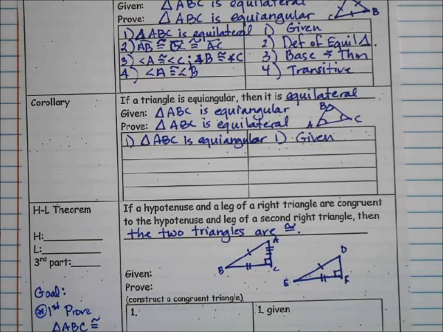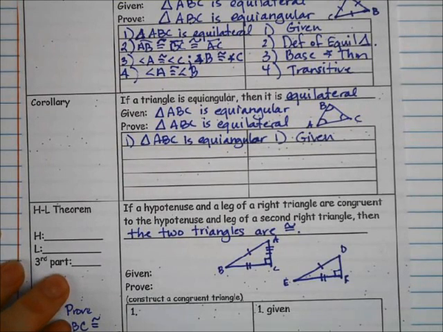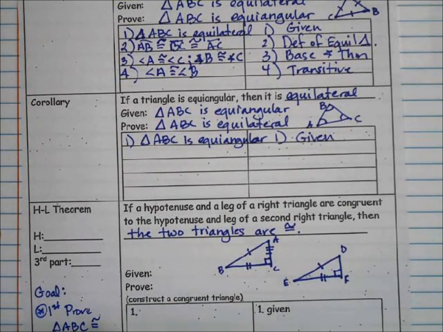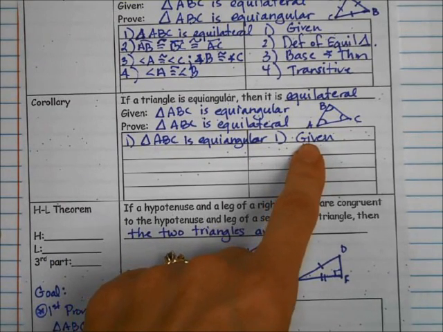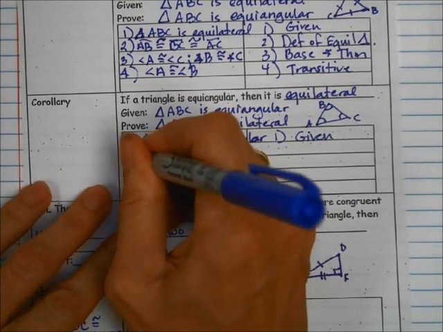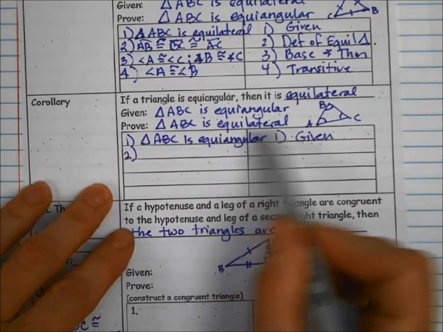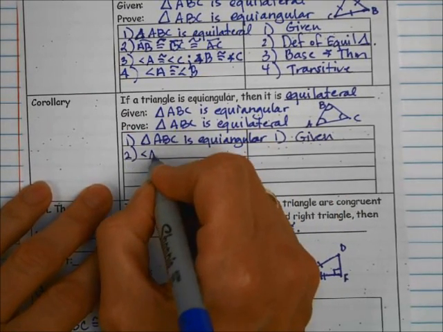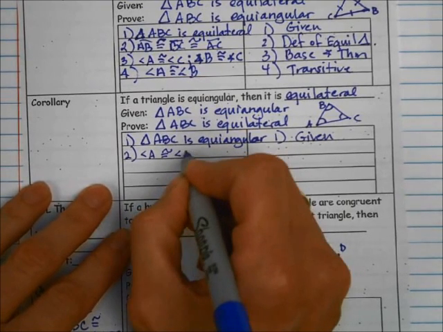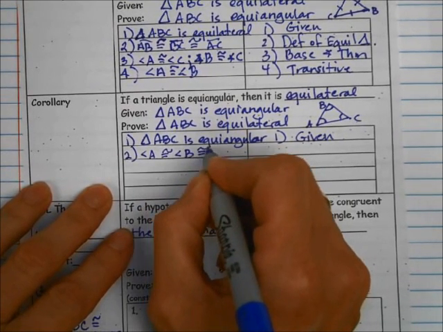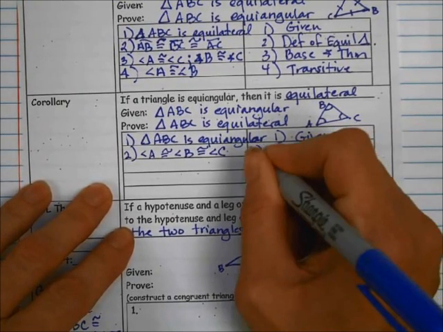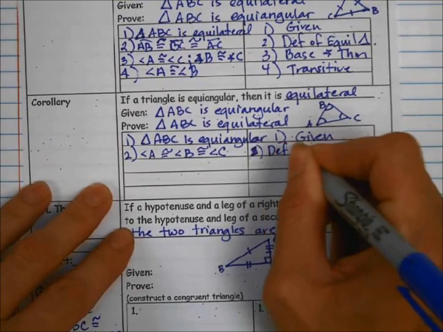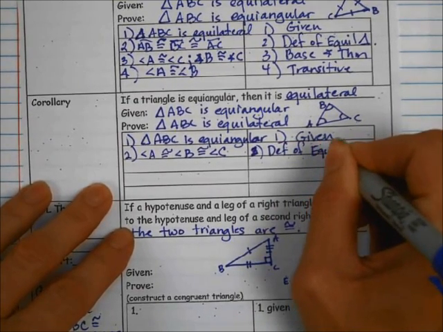Alright, so step 2 of this proof is if ABC is equiangular, and that's given, then we know since they're equiangular that angle A is congruent to angle B, which is congruent to angle C. So that's number 2, definition of an equiangular triangle.